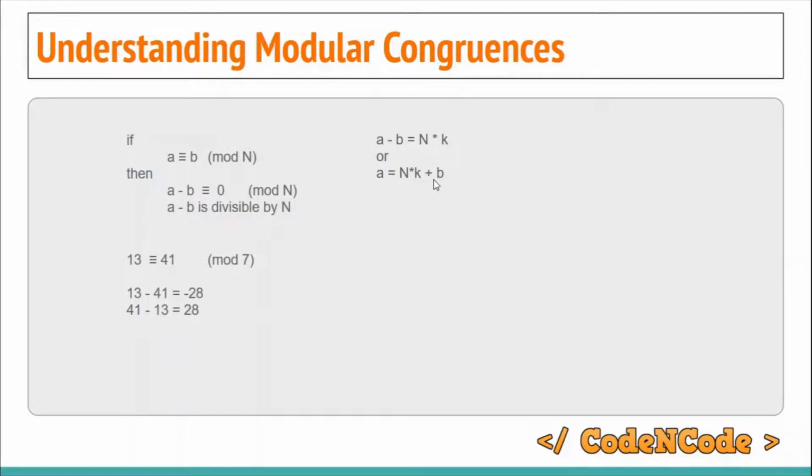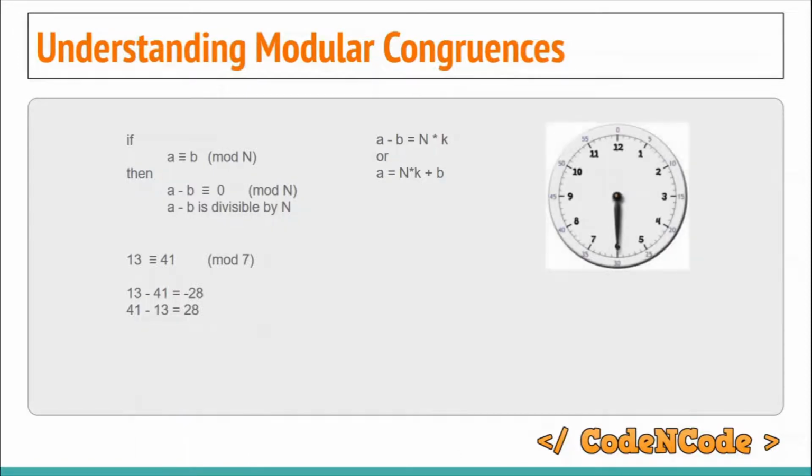So what it tells you is that if you have a number b, you can add n as many times as you want, add or subtract, because k can be negative as well. So add or subtract n as many times as you want, its remainder would still be same under modulo n. To make this fact a little more clear, let's look at this analog clock.